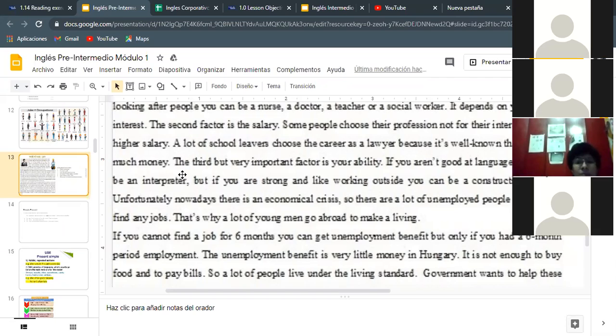The third but very important factor is your ability. If you aren't good at language, you can be an interpreter, but if you are strong and like working outside, you can be a construction worker. Okay, there, that is fine. Fabiola, please continue.